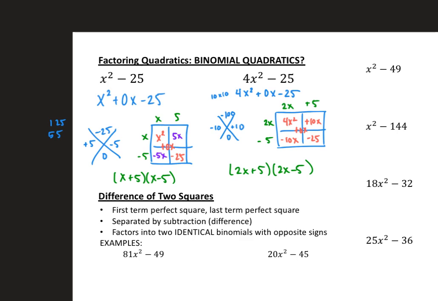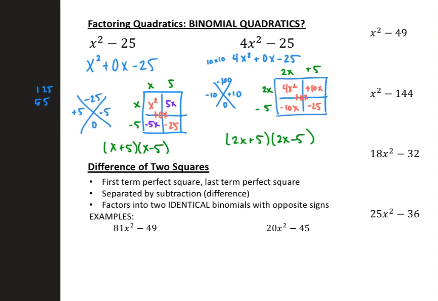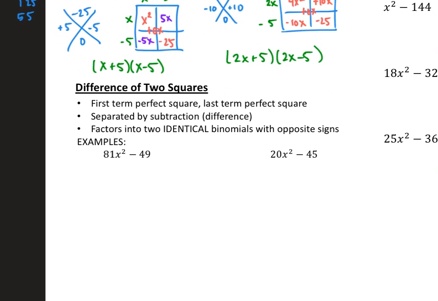So a difference of two squares means that the first term is a perfect square and the last term is a perfect square. So for instance, x squared is a perfect square, 25 is a perfect square. Same thing here, 4x squared is a perfect square, 25 is a perfect square. It is separated by subtraction, which is where the difference comes from in difference of two squares, and it factors into two identical binomials with opposite signs. So here are my identical binomials with opposite signs. Once you are able to recognize these, it makes it a lot easier to solve.